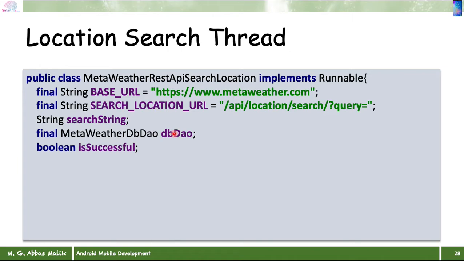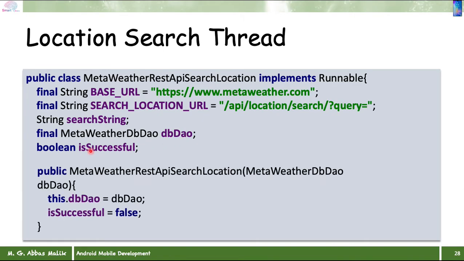And then we are going to make a list of the locations and add those locations inside our database. So to connect with our database, we need that DAO. That's why I have created that DAO object as well. Then isSuccessful, whether that specific operation has been successful or not, so I also have this. The other thing I added is the constructor where I initialize this DAO, and isSuccessful is false by default.